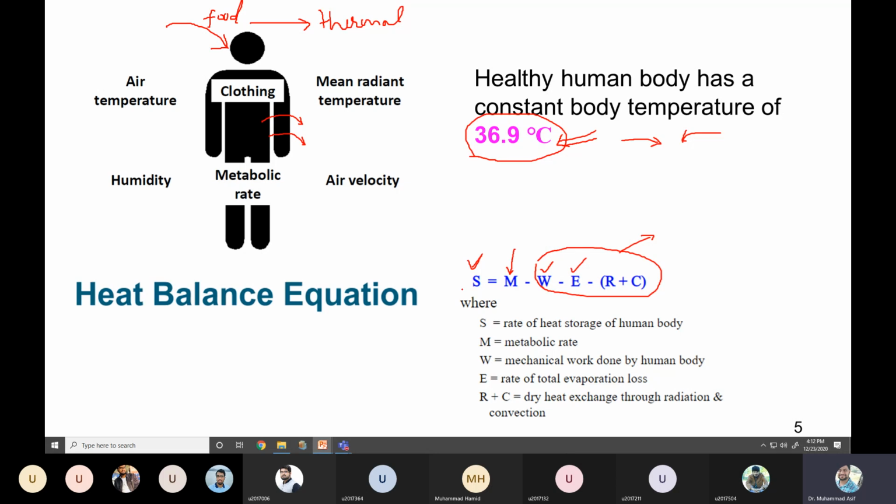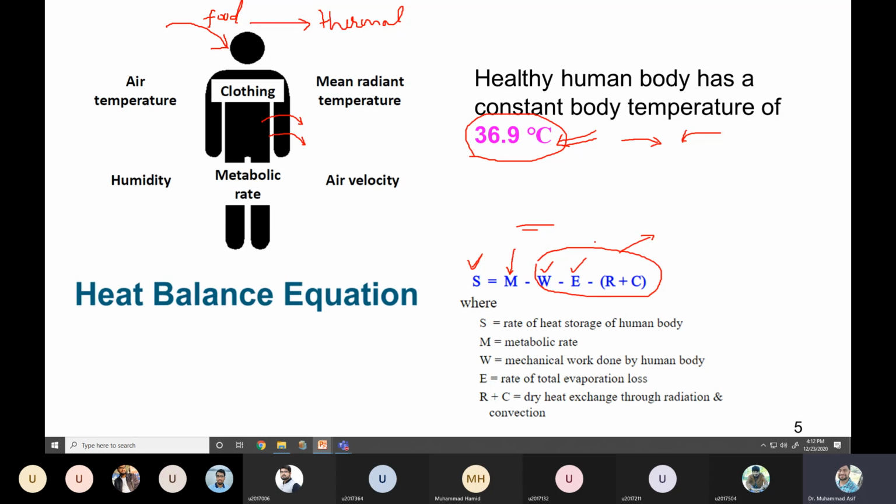Now, in order to have a comfortable environment for a human being, this balance should be equal to zero. Whatever you eat should be balanced with the amount of heat released. Now, let's discuss each of the terms.